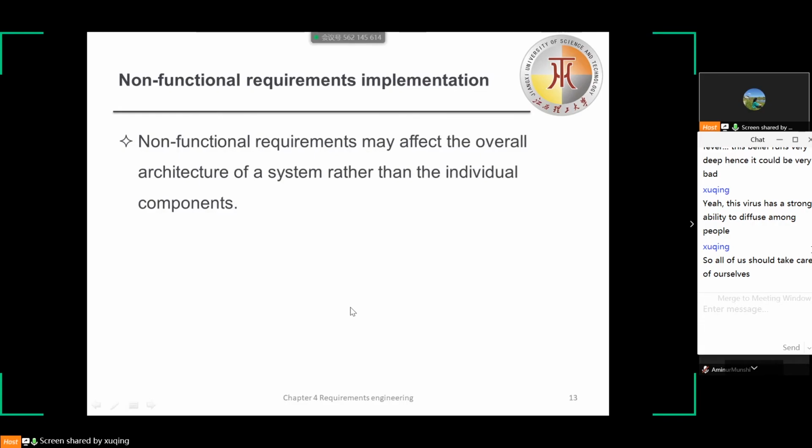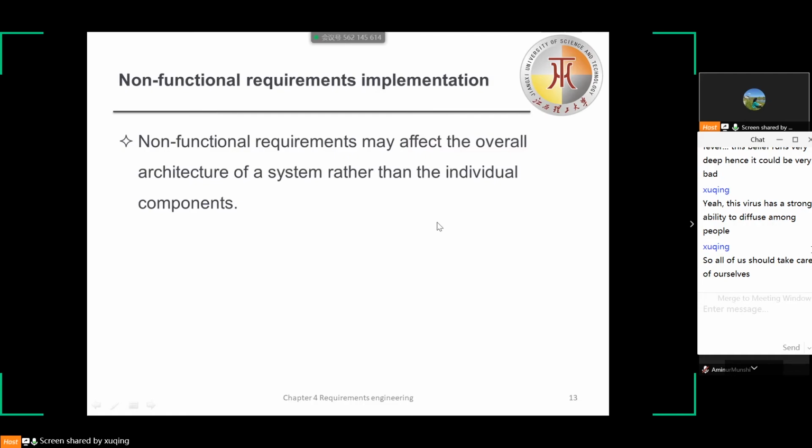Non-functional requirements may affect the overall architecture of a system rather than the individual components. It is often more difficult to relate components to non-functional requirements, and the implementation of these requirements may be diffused throughout the system. We have two reasons for this. This is the first reason: the implementation of these requirements may be diffused throughout the system. As we say, these requirements may affect the overall architecture, not just the individual components.